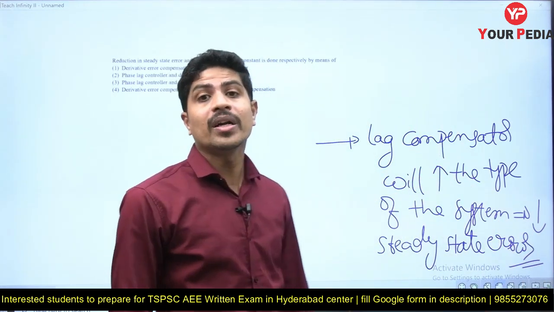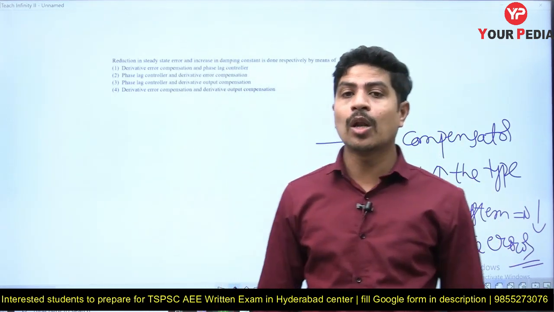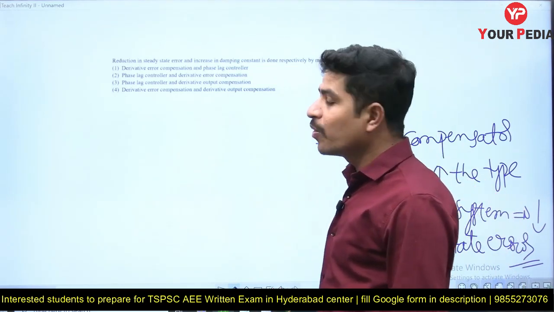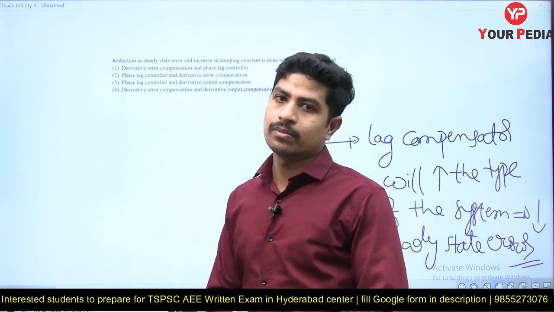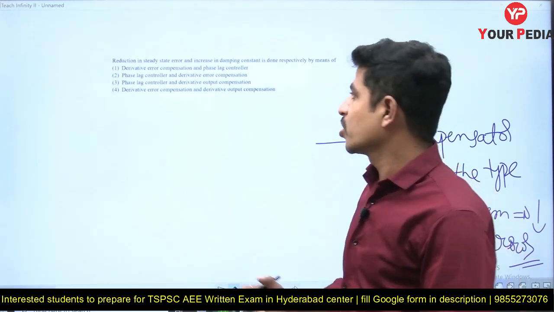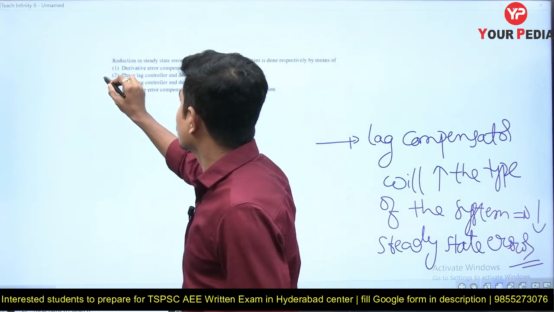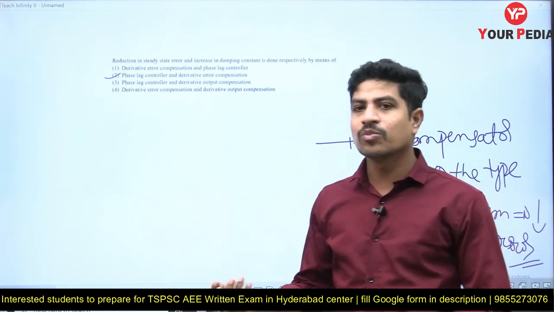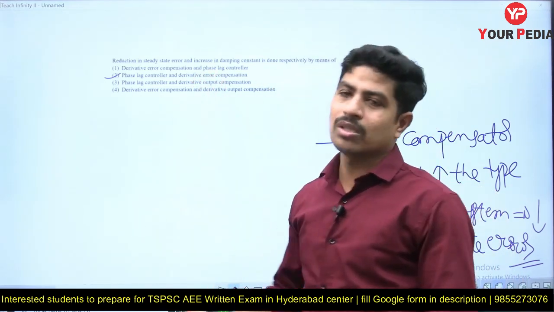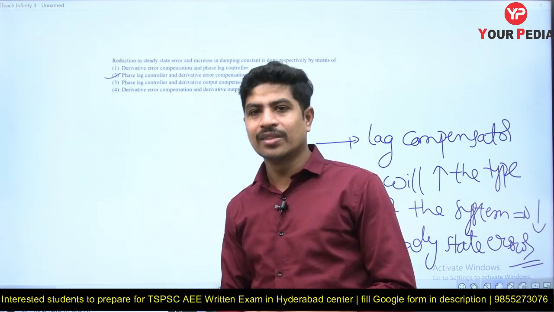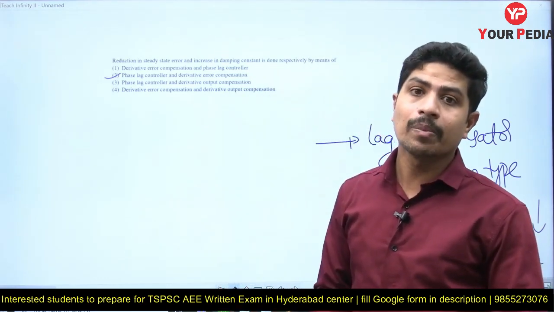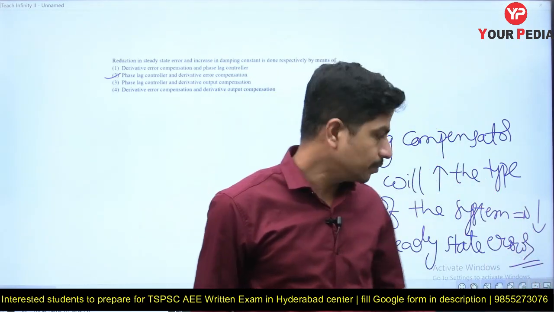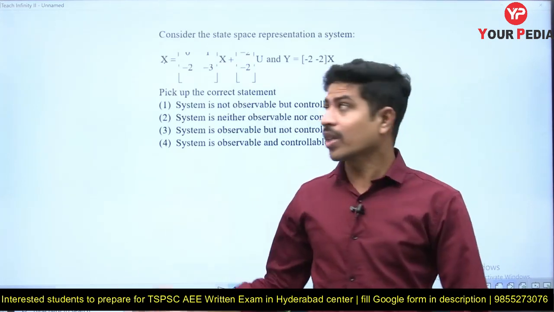He wants the increment in damping constant. That can be done with derivative compensation. Yes, option is 2. Okay, let's move to the next question. So this is a theory question. Once you know the concept, directly you can answer it. Each question in the technical paper carries 2 marks for TSPSC. Okay, let's go for the next question.